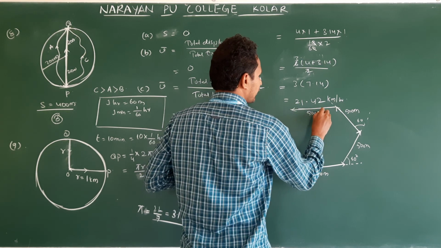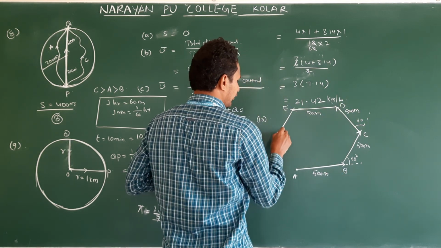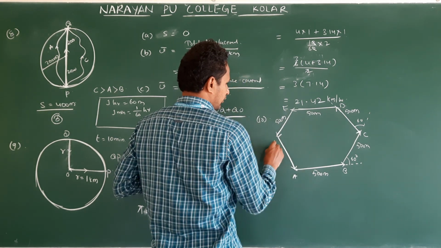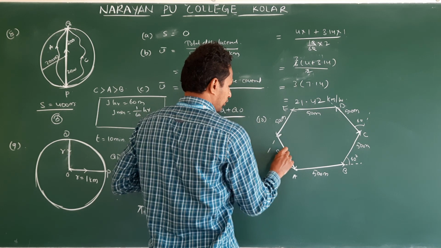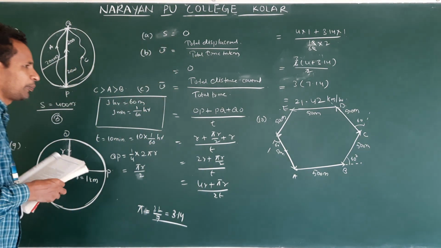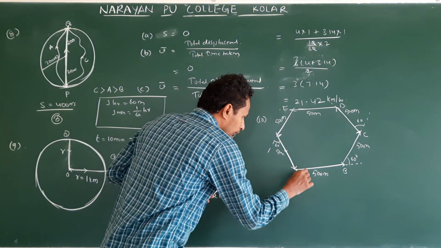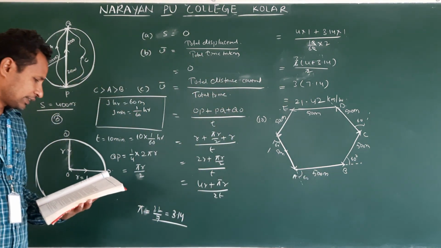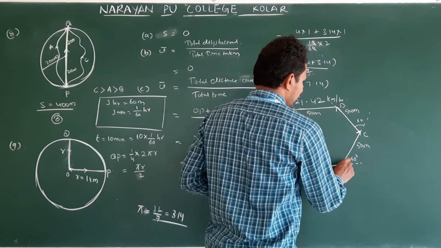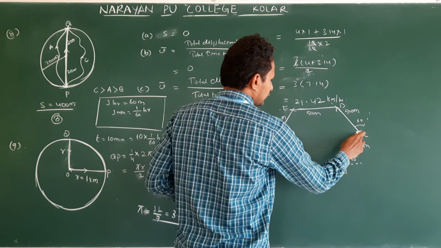Understand? 500 meters. So this is A, B, C, D, E. Again 500 meters. Again 500 meters. Every turn, what is the angle? 60, 60, 60. Clear? This is the path. Then what did they ask? Specify the displacement of the motorist at the third turn. Third turn means first, second, third. First turn, second turn, third turn.